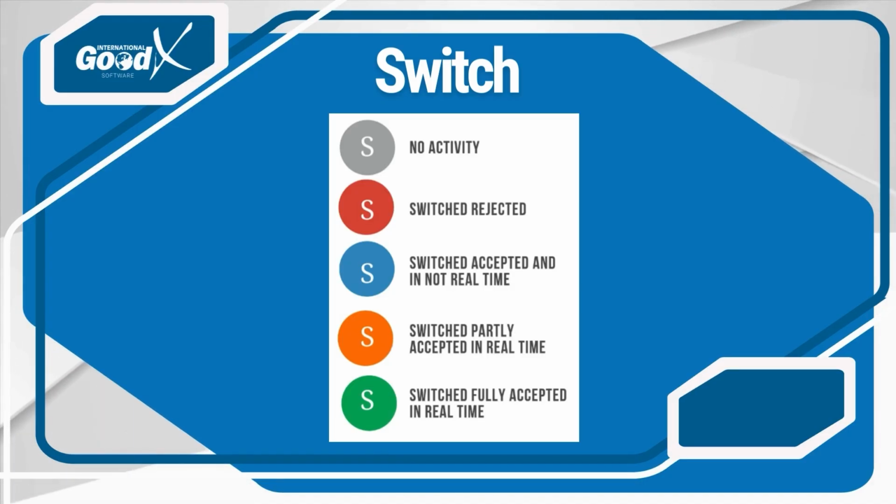Orange means the claim was partially accepted in real time. Maybe only one of the billed items was covered by the medical aid. Green means the claim was fully accepted in real time. The patient's claim was submitted and approved instantly.